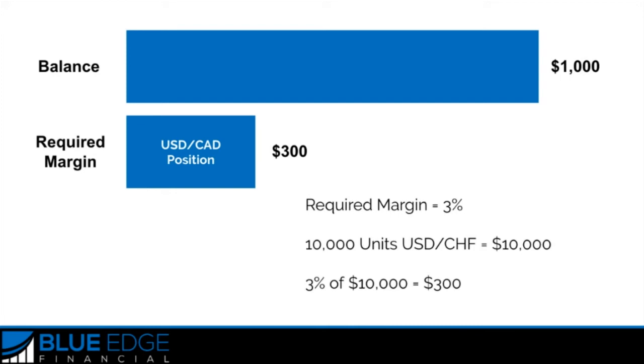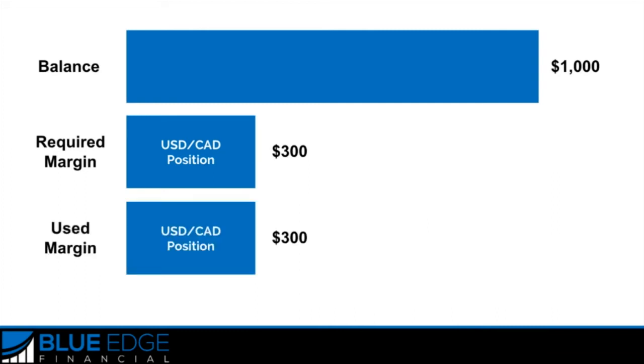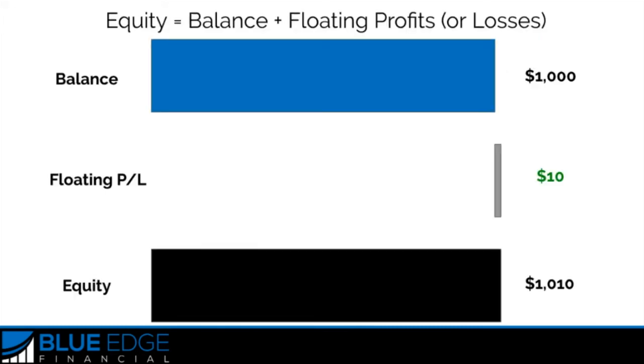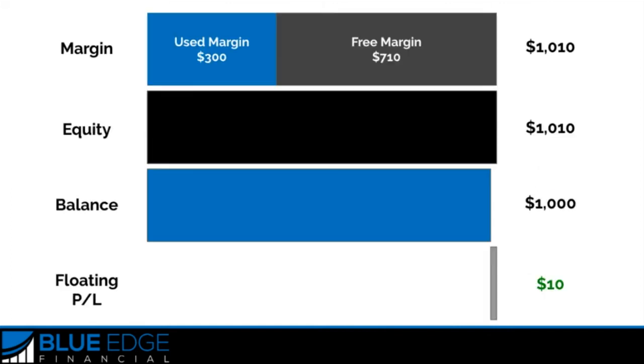Now we'll calculate the used margin. Since we're just in one trade, the used margin will be the same as the required margin. Remember, used margin is the sum of all of the required margins of all open trades. Now, in the third step, we'll calculate the equity. Let's say the open trade is currently sitting at a $10 profit. That means your equity is your balance of $1,000 plus your $10 of floating profit, which equals an equity of $1,010.